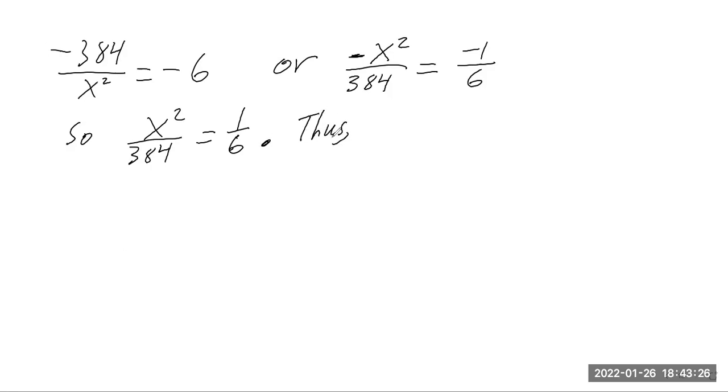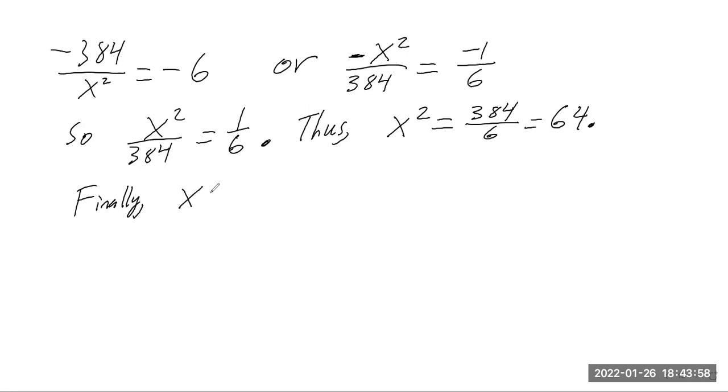Now to get x squared by itself, I just multiply both sides by 384. Now, once more, simple arithmetic. 384, is that going to be divisible by 6? Well, it's even, and it's divisible by 3, so I'll just divide it by 6. We get a nice 64. Now, finally, x itself is going to be equal to a positive 8, just taking the square root on both sides.